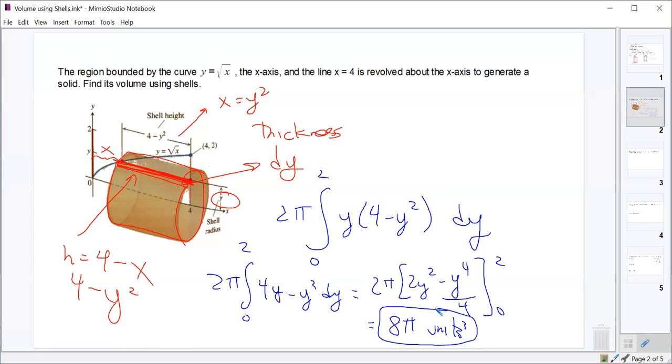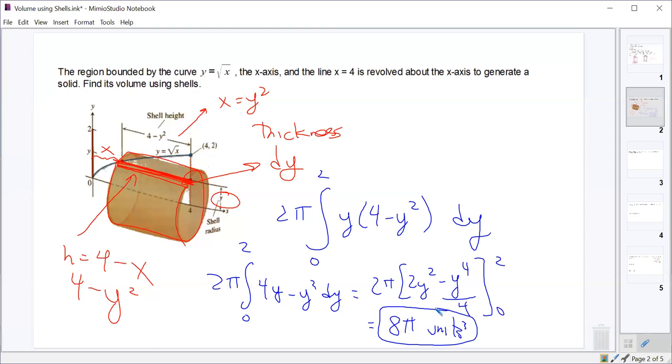Everybody good there? Now this one, using shells was really not that helpful, because could we have done this using disks? Yeah, the region was fully pushed up against the x-axis. It actually would have been a heck of a lot easier. We could have just revolved it around the x-axis and sliced it into disks.